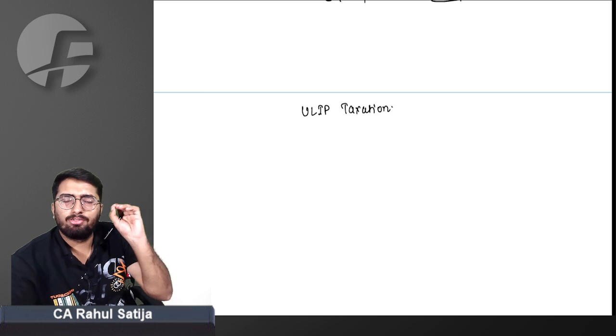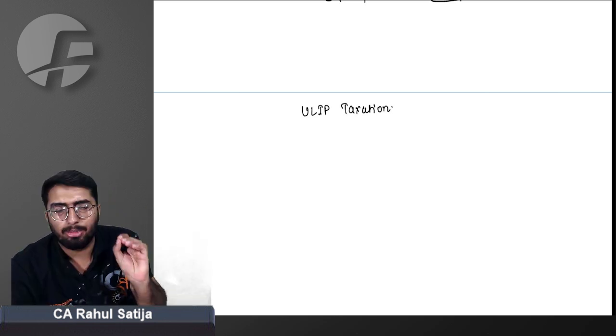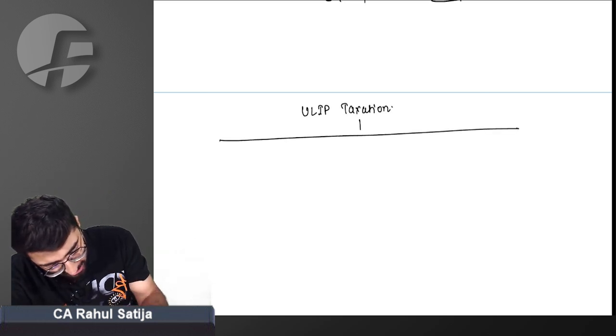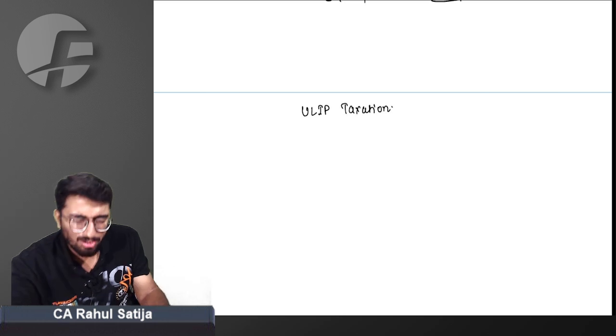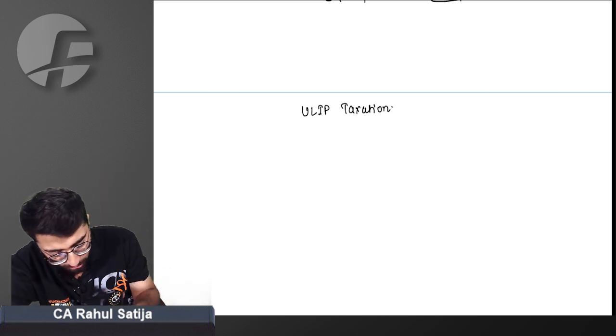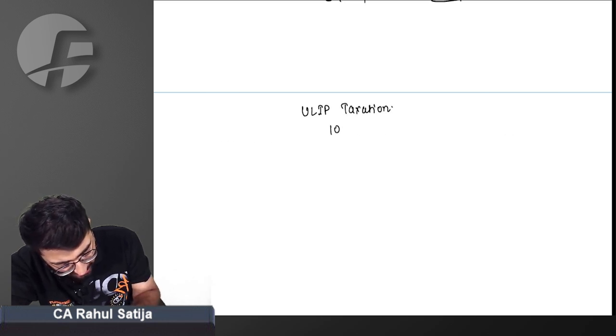ULIP taxation. First of all, I am drawing a chart. Just follow me. If there is any life insurance policy, what is ULIP? I think everybody of you knows what ULIP is, so I'm not getting into the details of ULIP. I'm just telling you what section 10(10D) says.